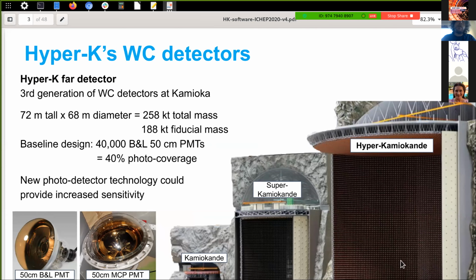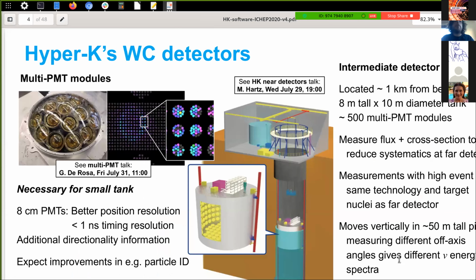An additional new photosensor technology that's being looked at for the far detector, but will also be needed for this smaller intermediate detector, is these multi-PMT modules. These are designed to use a number of smaller PMTs to get better timing resolution, better position resolution, and also get some directionality information. And these are needed for the smaller size of the intermediate detector in order to get the precision measurements needed.